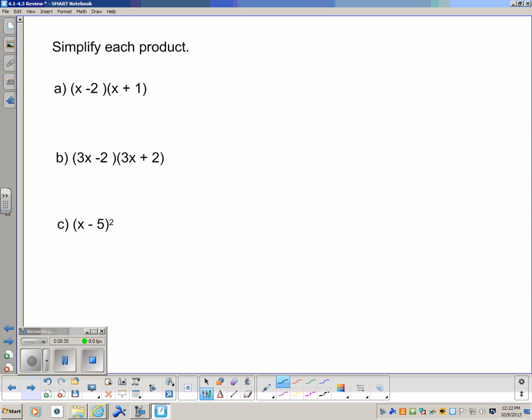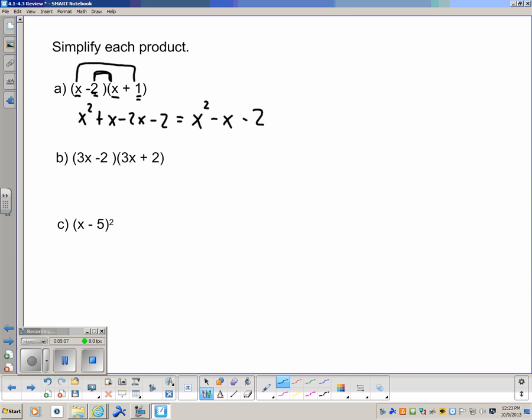So if you FOIL this out, you can take first terms here, x times x is x squared. And then you've got your outers here, which is 1x. You got your inners here, which is a -2x. On the outers here is plus 1x, and then on inners here is -2x. And then you've got your last terms here. -2 times 1 there is -2. Combine your middle terms there. You get x squared minus x minus 2.